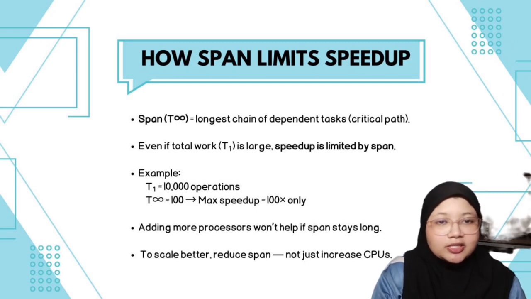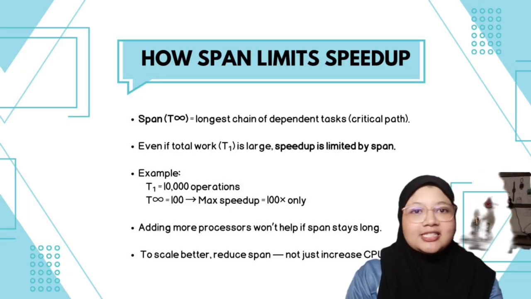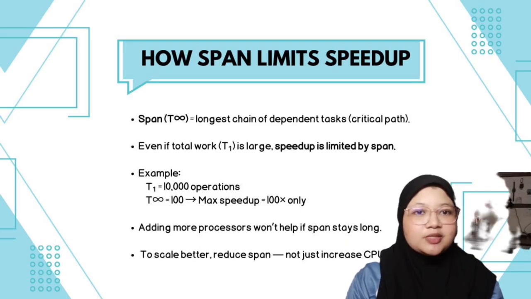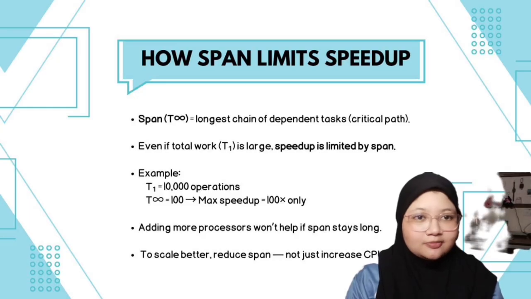In this slide, I will explain how the span or critical path limits the speedup we can achieve when using parallel algorithms. First, let's understand what span means. Span refers to the longest chain of tasks that must be done one after another without any parallel execution.